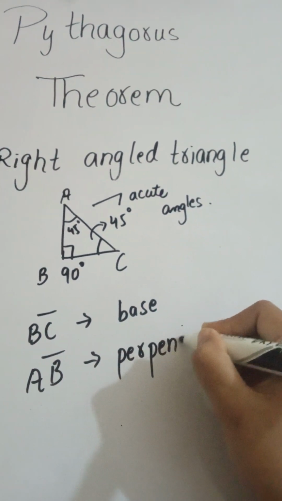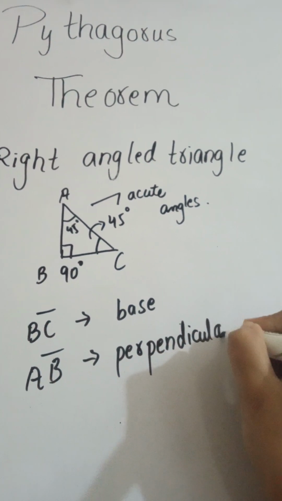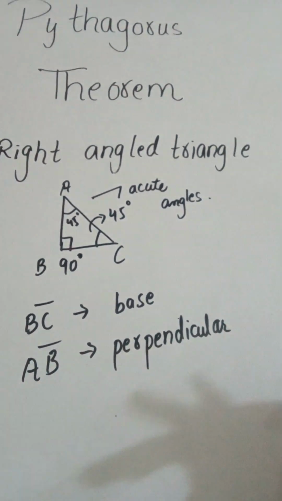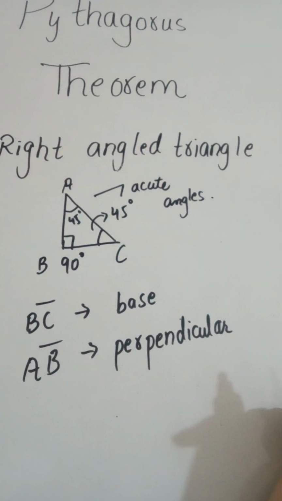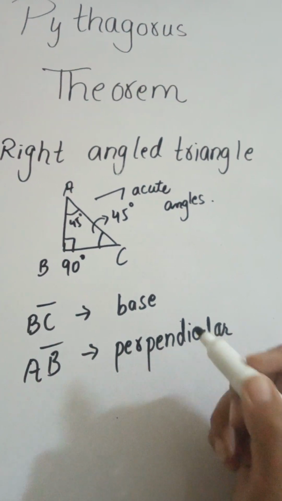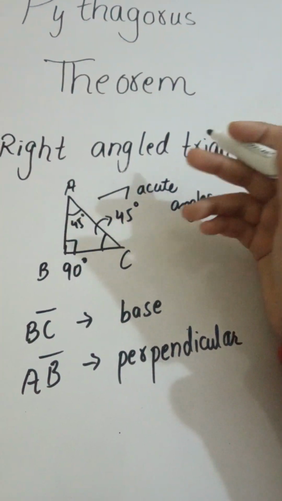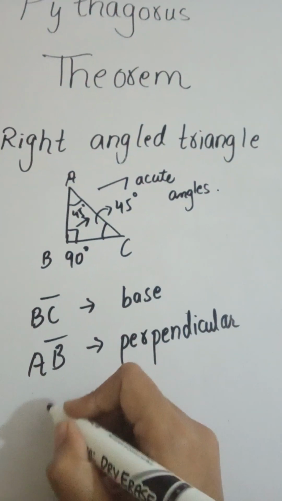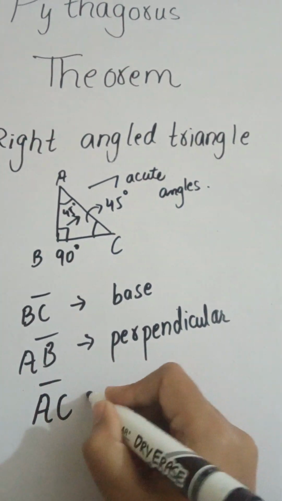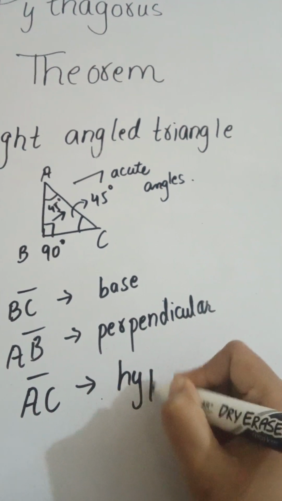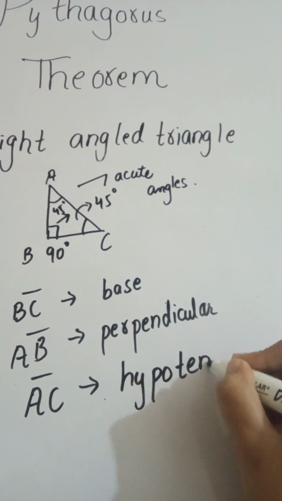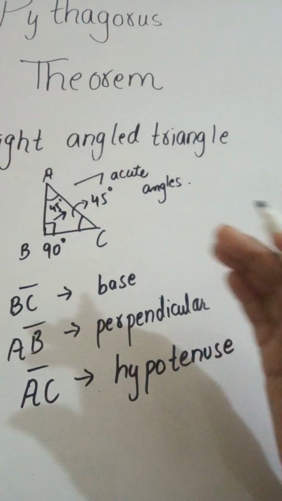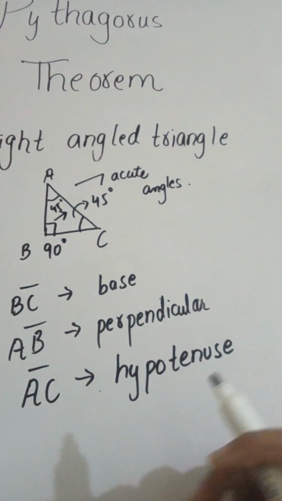Okay, it's perpendicular. Simply, perpendicular means a line or a line segment which makes an angle of 90 degree on another line or a line segment. Okay, so this is perpendicular, and the third side which is remaining, which is opposite to the perpendicular, this one AC, that is known as hypotenuse. Hypotenuse. Okay, base, perpendicular, hypotenuse. So by these three terms we have made the Pythagoras theorem.